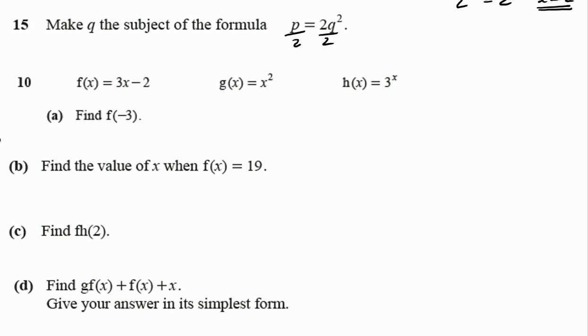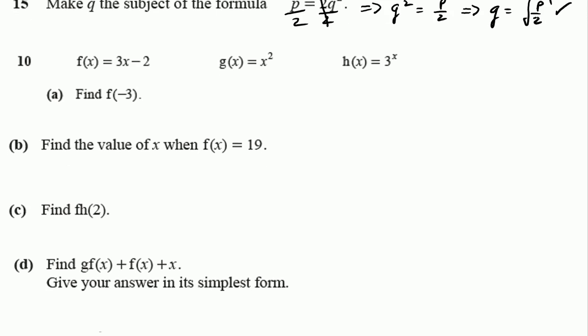I'm going to divide by 2 on both sides. This gives me q squared equals p over 2. If that was a number, I could work it out, but I can't, so I leave it alone. The final step will be to square root everywhere, getting me q equals the square root of p over 2. And that's my rearranged formula. On to the next question.